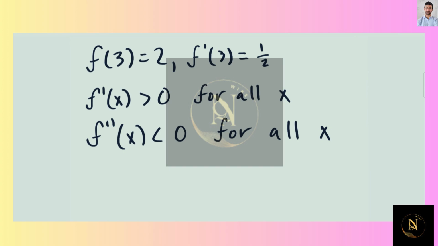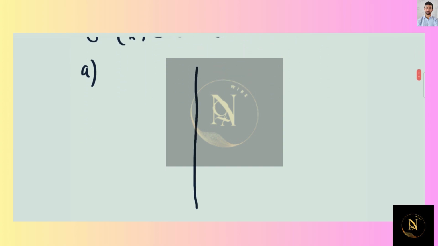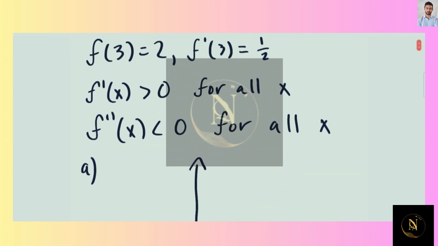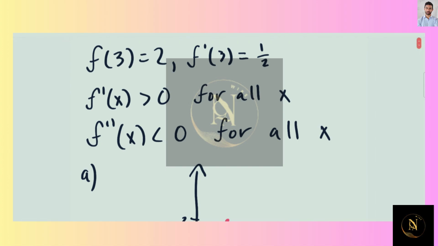So in part A of this question, we're going to sketch a graph or a potential graph of this function given this information. So part A, first thing is I'm just going to draw a graph. And so we're told that at f of 3, we have this point at 3 comma 2. So we have a point here, 3 comma 2. And we're told that f prime of 3 is equal to 1 half, so we're increasing, we have a positive slope.